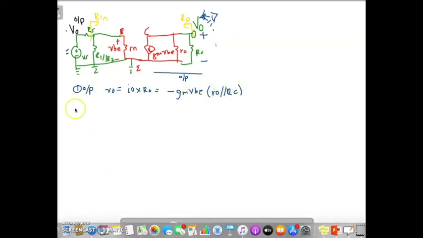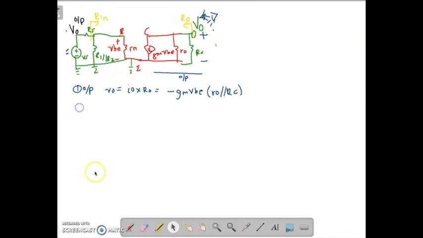Now let's move to your input. Where is your input? Here, right? Number 2 is your input. So your R in equals, what is your input resistance?